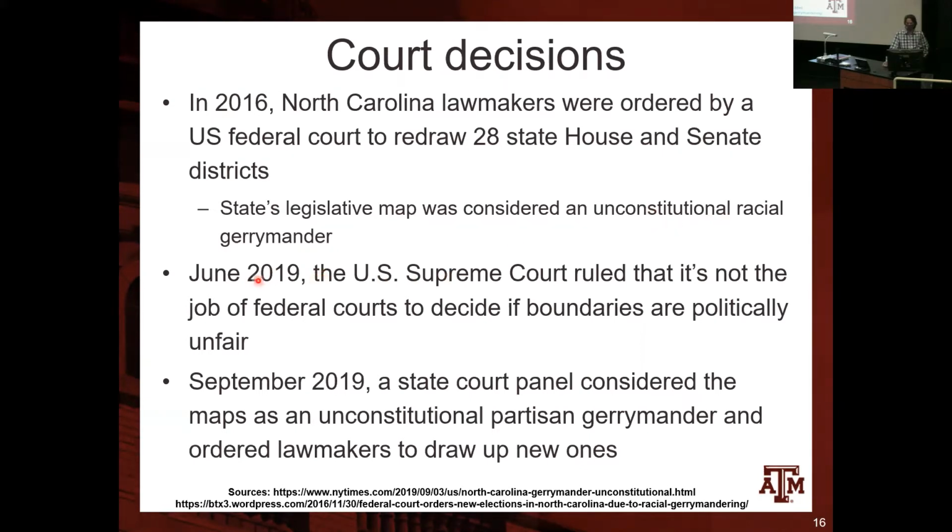But the Supreme Court in June 2019 said, hey, it's not the job of federal courts to decide about boundaries of states in relation to their congressional districts. But then a state court in September 2019 ruled that the maps were unconstitutional, that they were partisan gerrymandering, and that lawmakers should draw new maps.